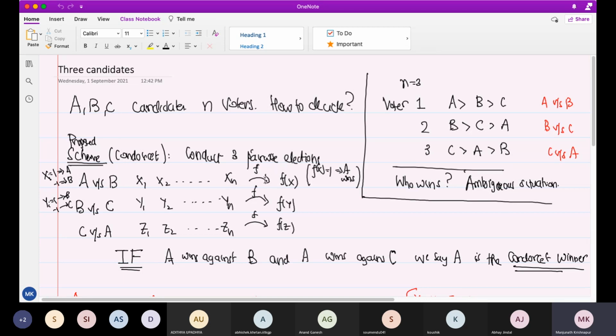And then the votes are pooled together by the Boolean function f to get the decision f of x. x is this vector x1 up to xn. Similarly, B versus C is decided by votes y1, y2, ..., yn. So the decision is f of y, and C versus A is z1, z2, ..., zn, and the decision is f of z.